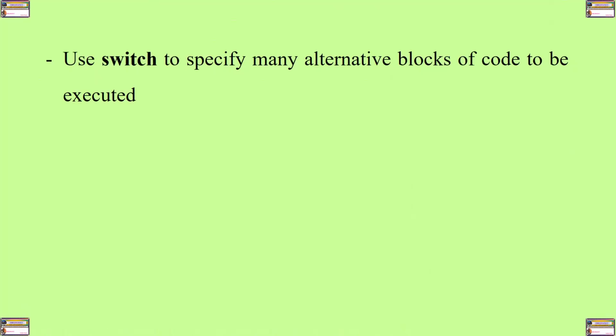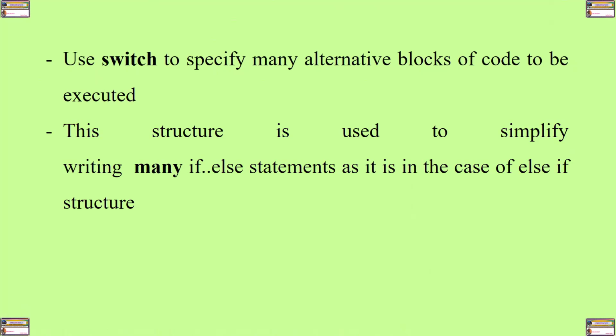When do we use switch? The switch control structure is used to specify many alternative blocks of code to be executed. This structure is used to simplify writing many if-else statements, as it was in the case of the else-if structure that we learned in part 18 of this series.